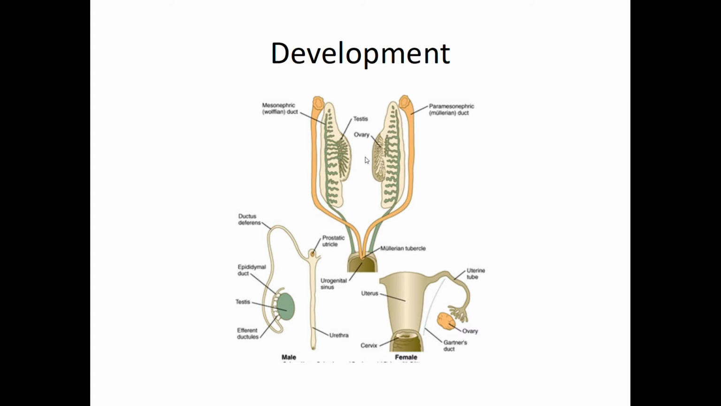And then we have the activity of the SRY gene, and the SRY gene is going to send the fetus down either the male development path or the female development path, and you either get this development of the testis and the ductus deferens, or you get the development of the ovary and the Mullerian duct.